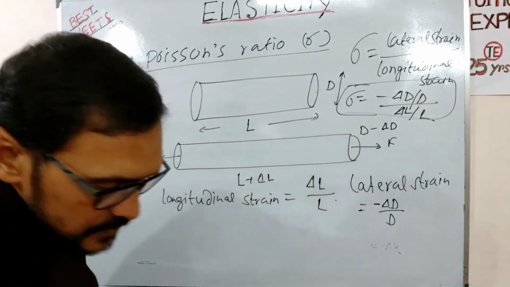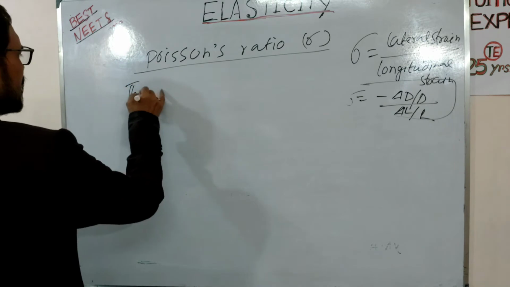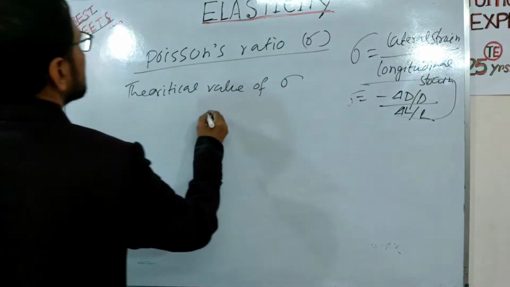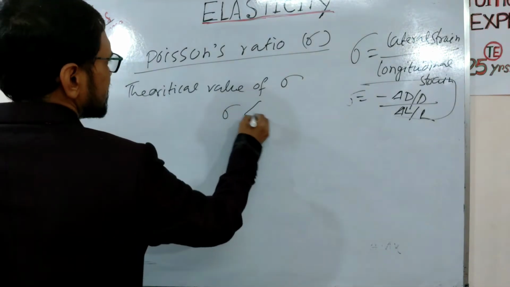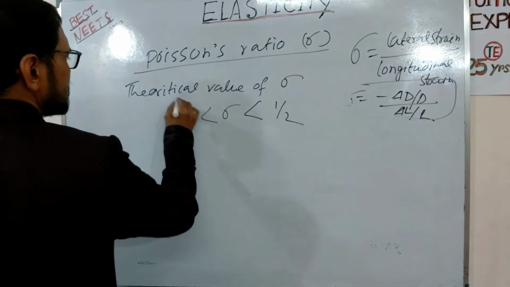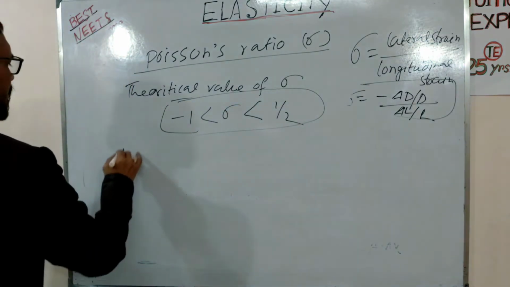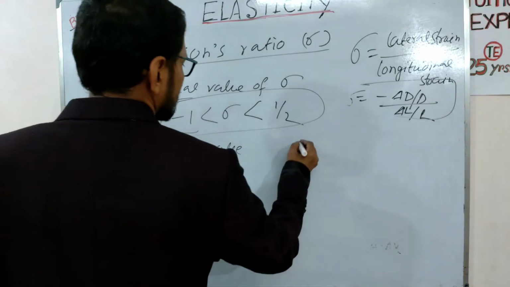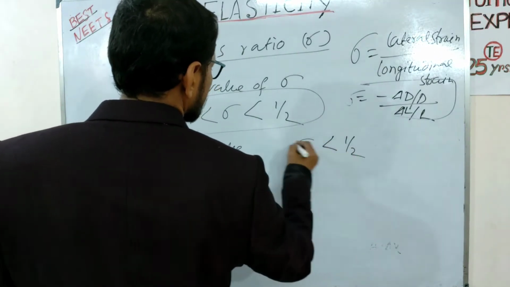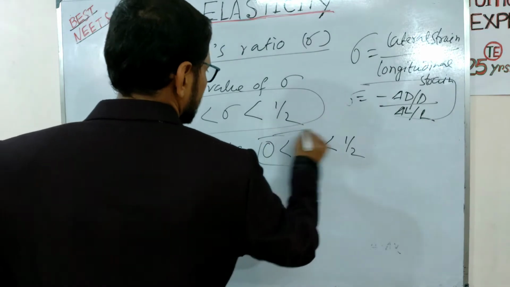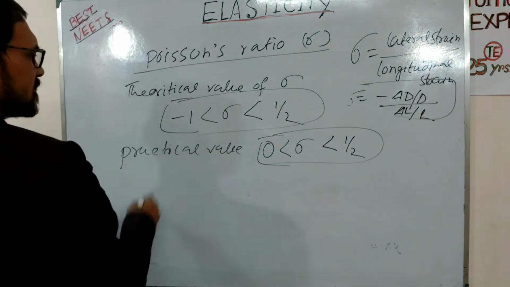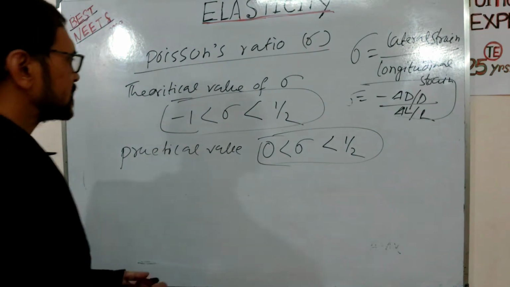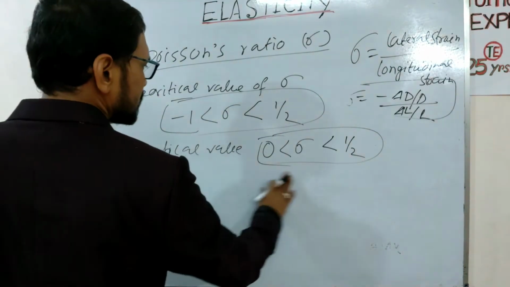Now the theoretical value of sigma lies between minus 1 and half: sigma is less than half and greater than minus 1. This is the theoretical value, but the practical value of sigma is less than half and greater than 0, not negative. The practical value is 0 to half, while theoretically it can lie between minus 1 and half.